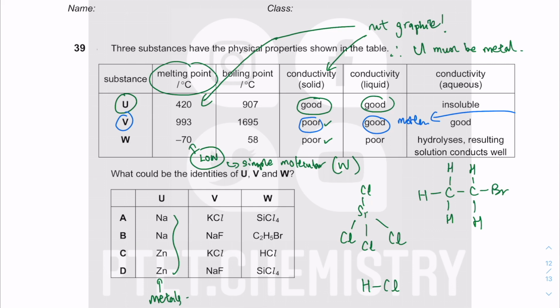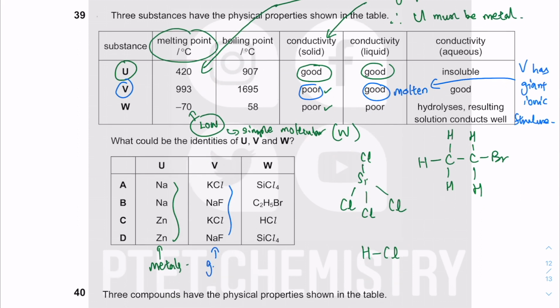So I can definitely say, I should probably improve my handwriting a little bit. So there is molten. I can definitely say V has giant ionic structure. Okay, and all of these have giant ionic structure. Okay, so we are pretty much screwed. So how in the world are we going to do this?